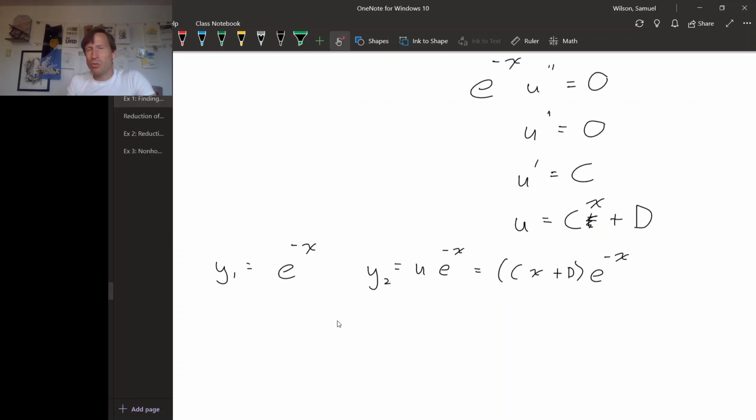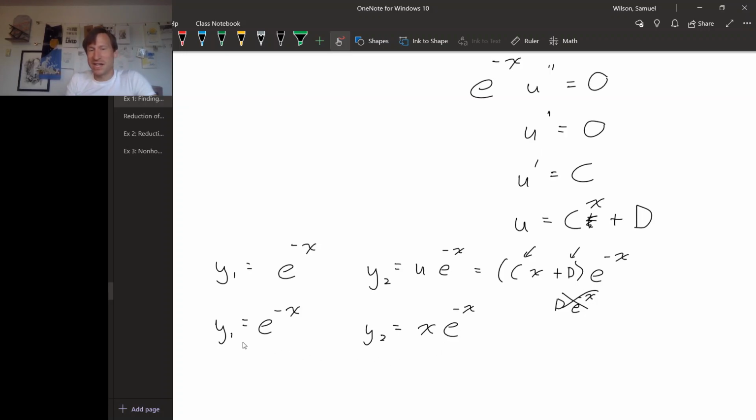Now, remember, all we're really after is some second solution that is linearly independent from e to the minus x. And if you think about d times e to the minus x, this isn't linearly independent from e to the minus x. So let's just throw that term away. These constants could be anything, so we can pick values that give us what we want, a linearly independent solution. So let's discard this D part, and we could choose anything for C other than 0, so let's just choose 1 for C. That gives us a second solution, x times e to the minus x.